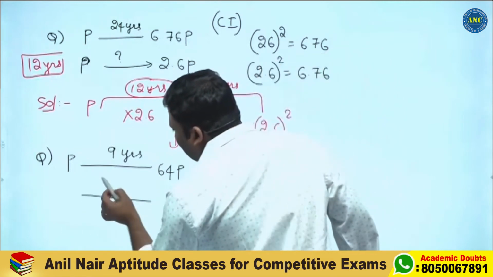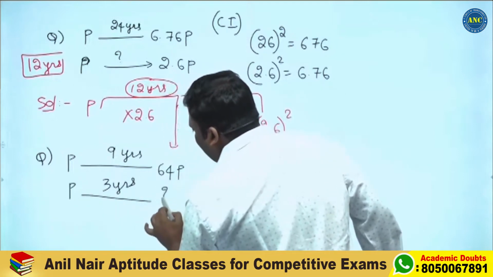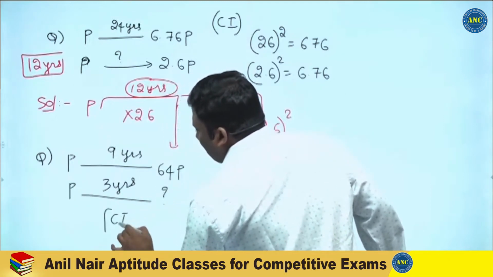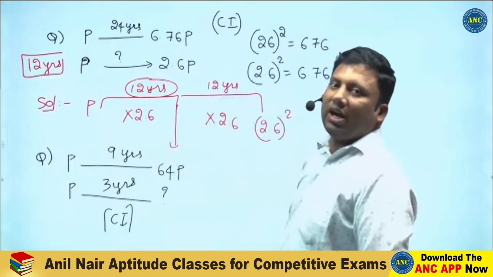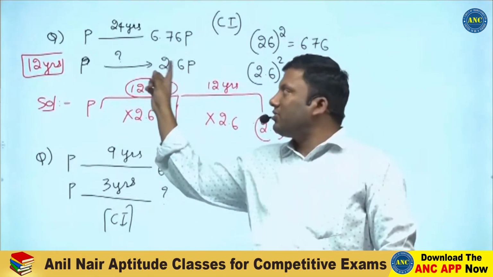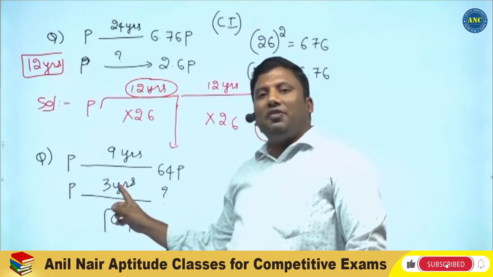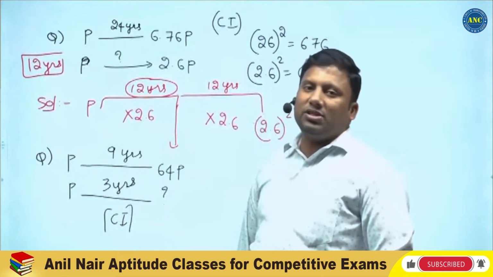In 3 years, how much will the principal become under compound interest? Another model. Here, the certain sum becomes how many times is given, and I am asking the number of years. Here the number of years is given. How many times is it asking?